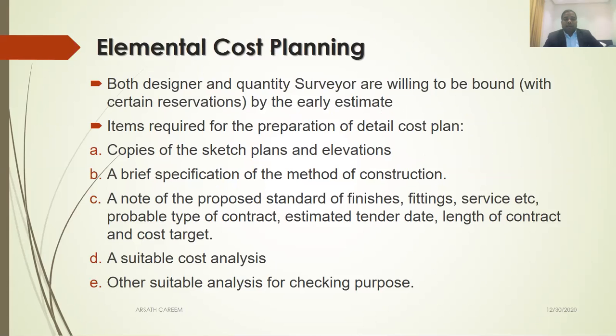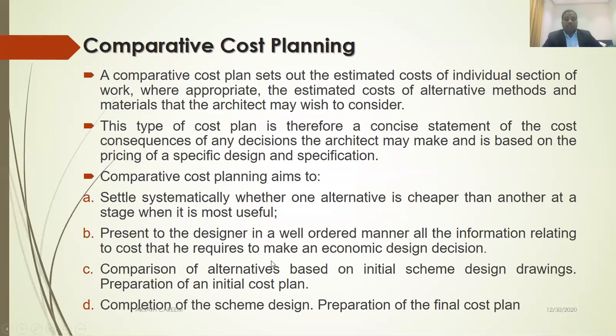To prepare an elemental cost plan, you need the following details: copies of sketch plans, elevations, a brief specification of the method of construction, a note of the proposed standard finishes, fittings, services, type of contract, estimated tender date, length of contract, and target cost. Also suitable cost analyses and other suitable analyses for checking purposes. So what is cost analysis? It will come in a later chapter.